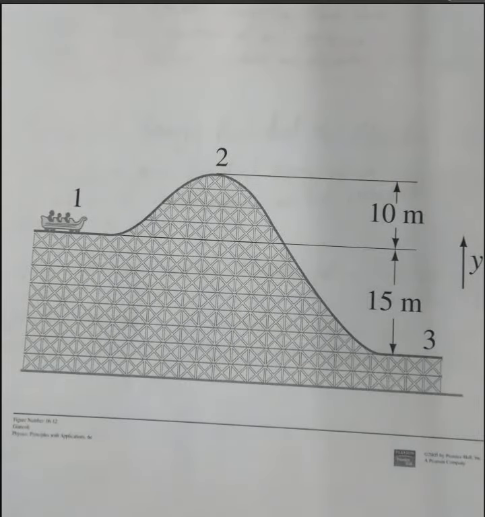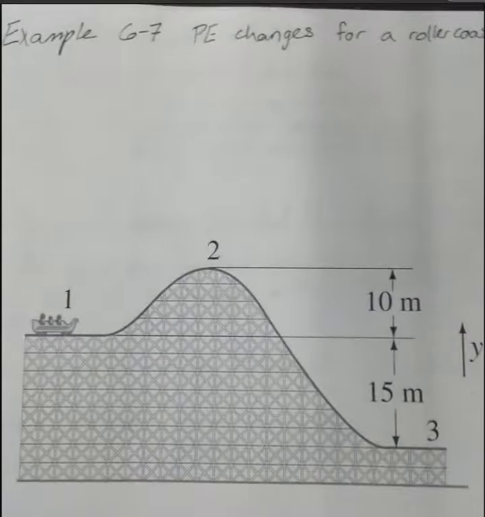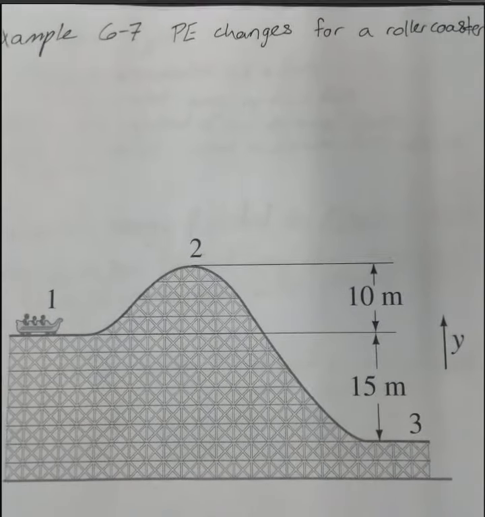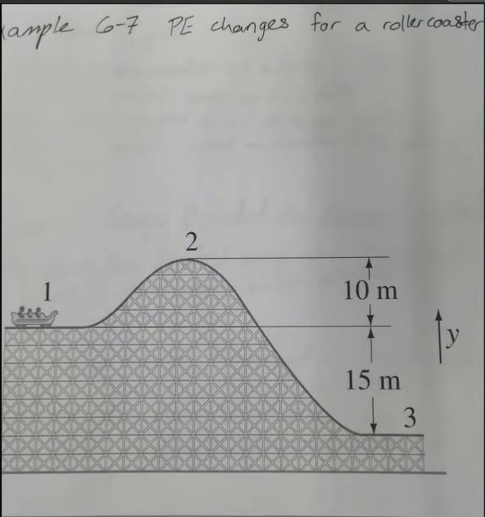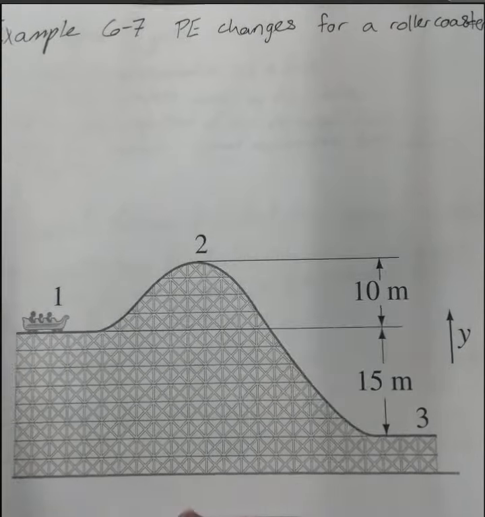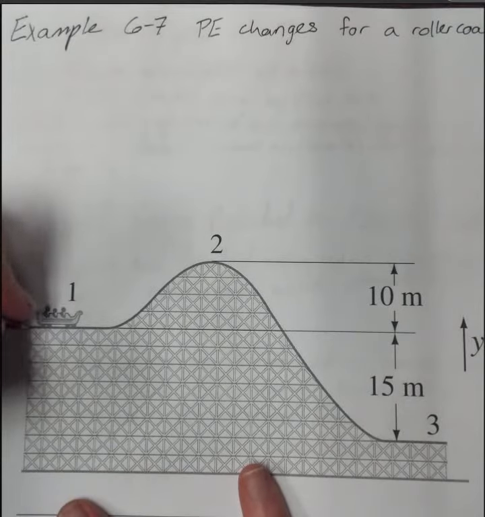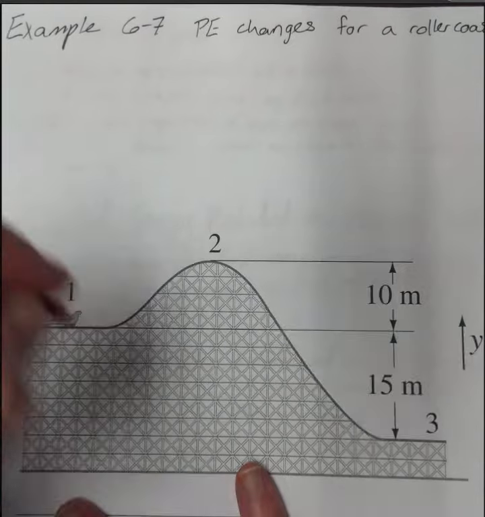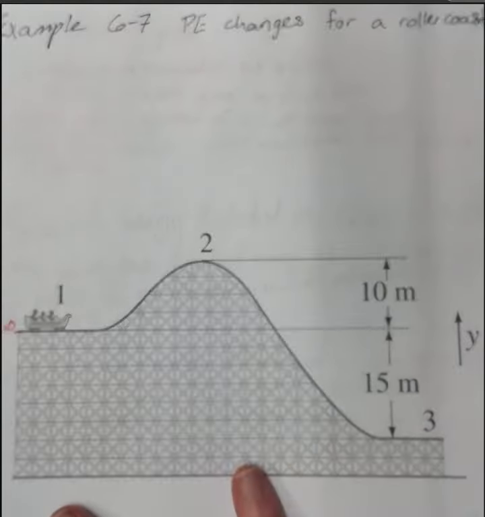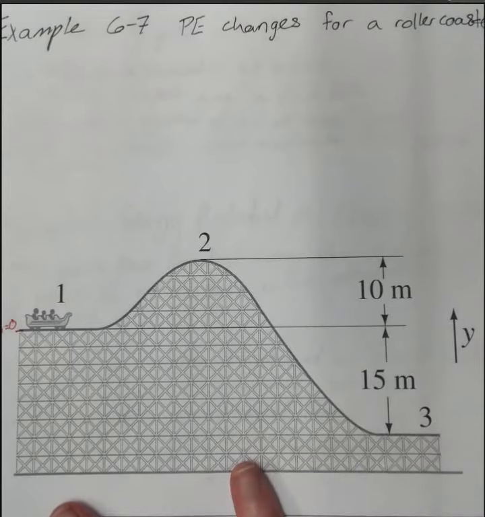So here we've got a roller coaster, and it's going to allow us to consider example 6.7, which is changes in potential energy for a roller coaster. We're going to be taking a look at two different ways to calculate this change in potential energy. The first is we're going to calculate the gravitational potential energy at point 2 and point 3 relative to point 1. So at first we're going to set point 1 to be 0. Point 2 is 10 meters above point 1, point 3 is 15 meters below point 1.